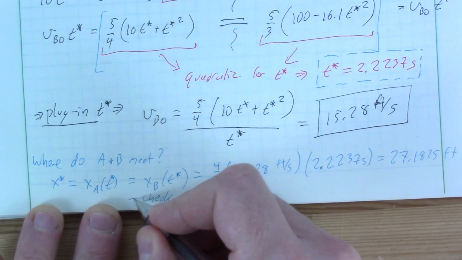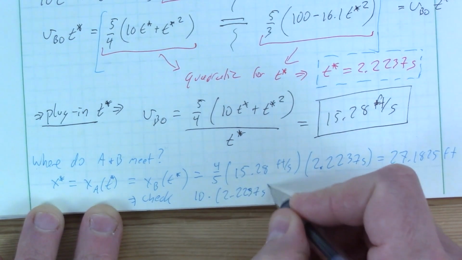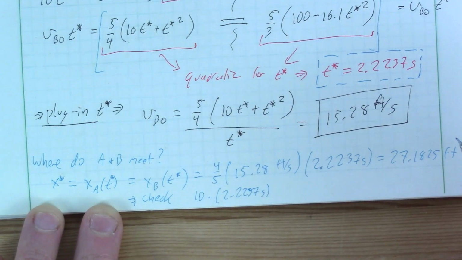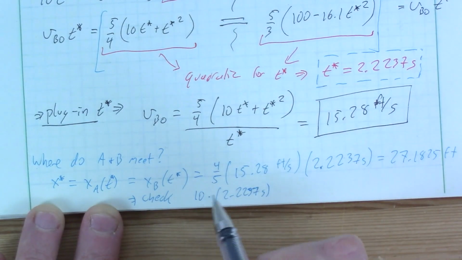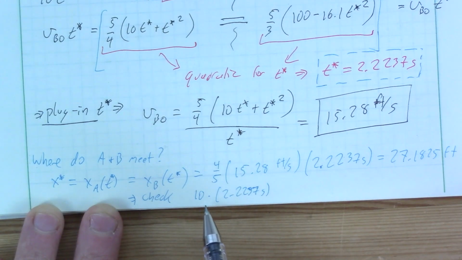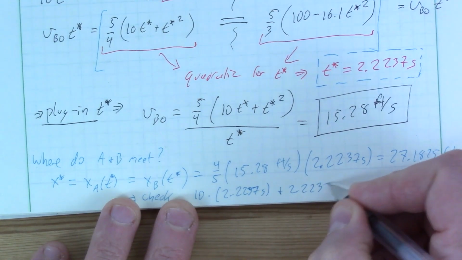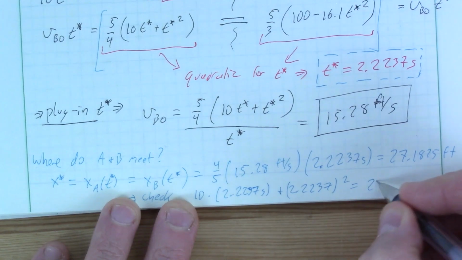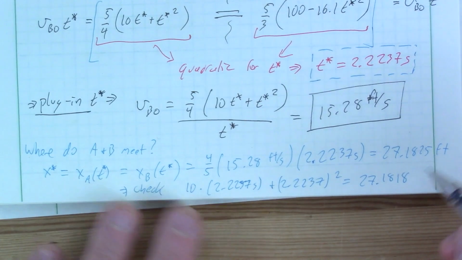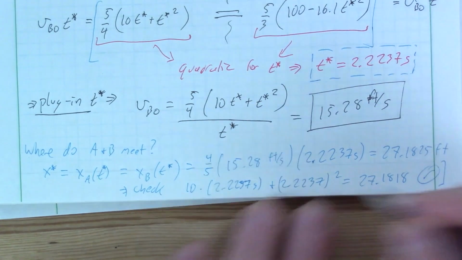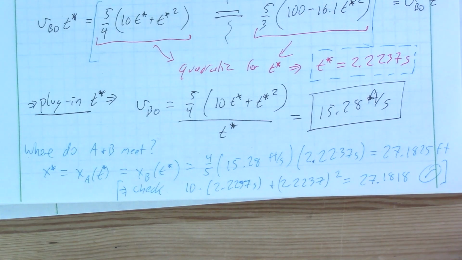And we could check this with the other one, XA. 10 times 2.2237 seconds. Oh yeah, the units: 10 has some units associated with it, so 10 must have units of meters per second to get this into meters. Plus 2.2237 squared, and we also get 27.1818. We made some simplification, some rounding error here, that's going to be the difference in the fifth decimal place, but okay.